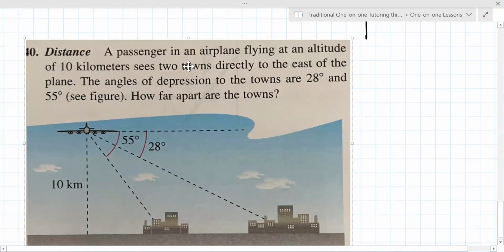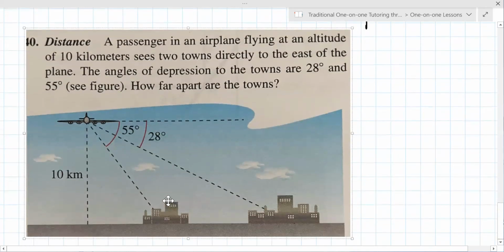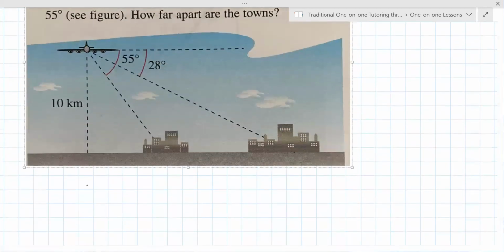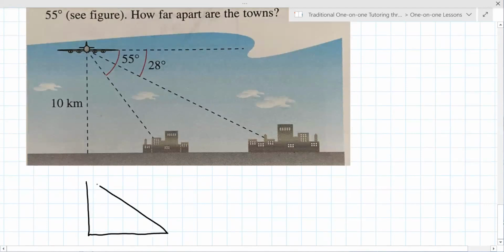All right, a passenger airplane flying out at 10 kilometers, so that's the height, sees 2 towns directly to the east of the plane. The angles of depression are 28 and then 55. How far apart are the towns? So there's actually 2 triangles here. The first one is this, and that's not drawn very well, but it's 10. And then this is the 55 degrees. And 55 is also here. You could also use this angle up here. You could make this 45 because they have to add up to 90.